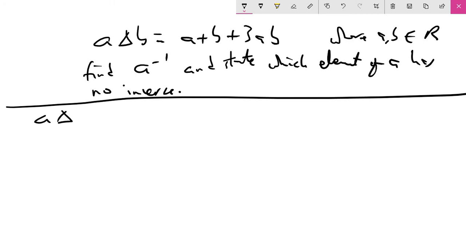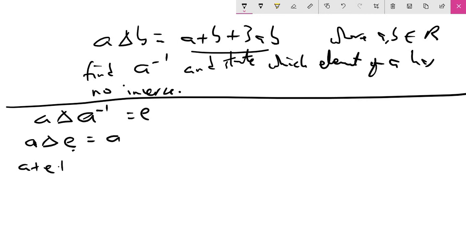A operator A inverse must be equal to the identity element. So first we have to find the identity element. So now we have A triangle E must be equal to A. That's what identity elements do. It doesn't affect what is being operated on. It just spits out the same thing. So we now expand using the expression given. So we have A plus E plus 3AE equals A.